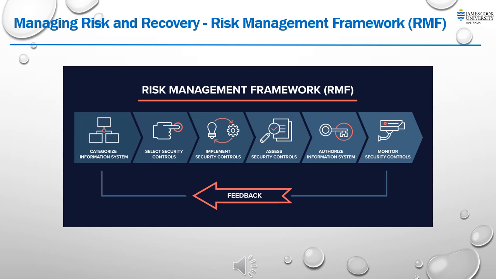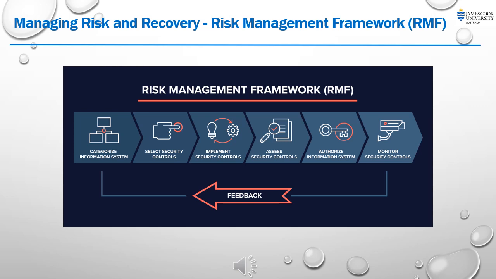The second step is select security controls. Based on the categorization, select appropriate security controls to protect the information system. This can include technical, administrative, and physical controls. Third step is implement security controls. Once the appropriate security controls are selected, they need to be implemented within the organization. The next step is assess security controls. The effectiveness of the security controls should be assessed to ensure they are providing adequate protection. Authorize information system operation. After the security controls are implemented and assessed, the system can be authorized to operate.